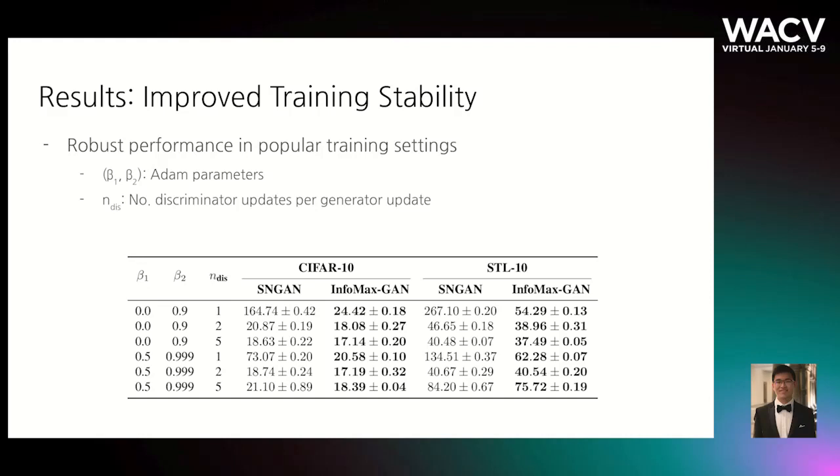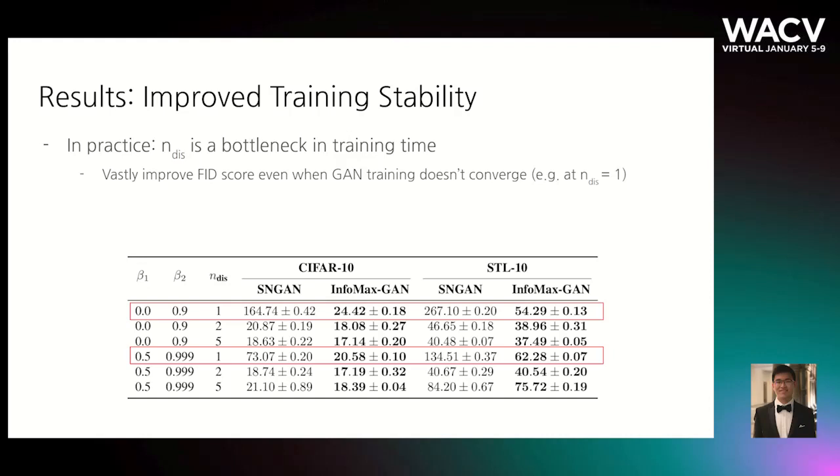Our method also greatly stabilizes GAN training across a wide range of popular training settings and significantly improves FID compared to the baselines in all these settings. In practice, the number of discriminator steps, N_Ds, is a significant bottleneck in training time. It shows that even at low values of N_Ds where SN-GAN training cannot converge, our approach can allow for convergence and significantly improves FID. This suggests our approach can be useful for situations where one is training GANs with a fixed computational budget or on new datasets where the optimal training hyperparameters are not known in advance.